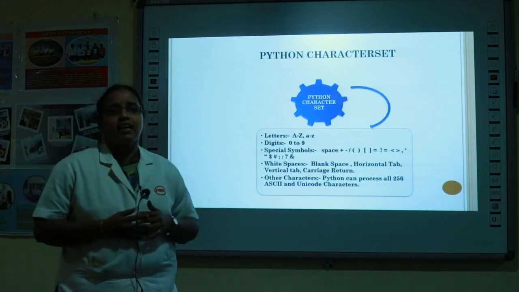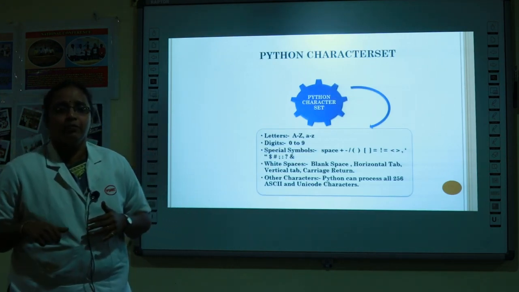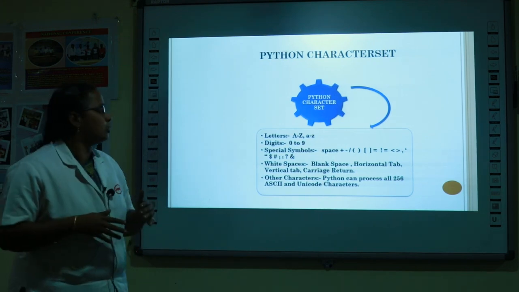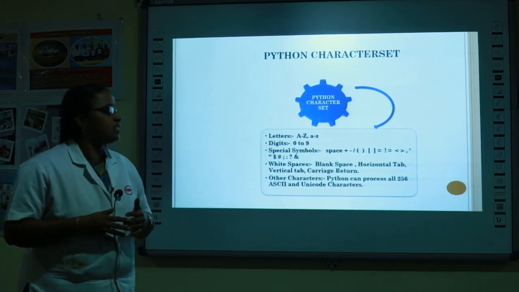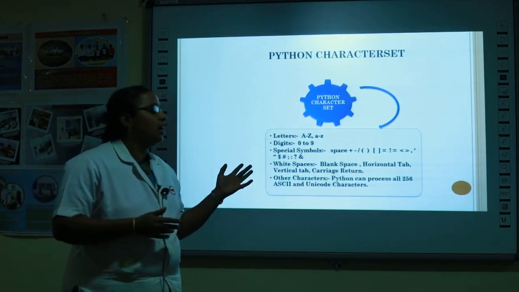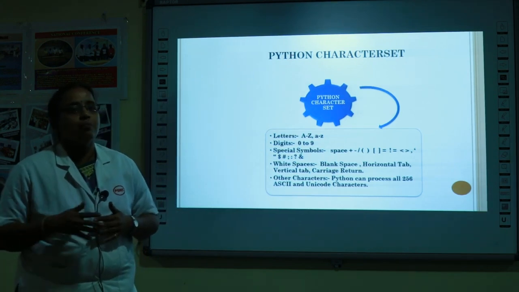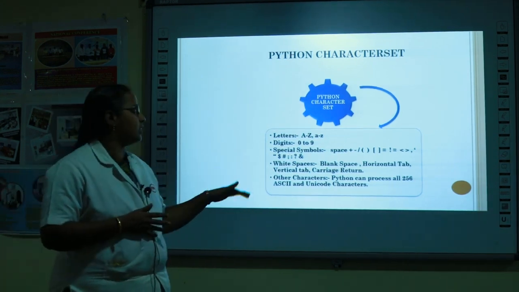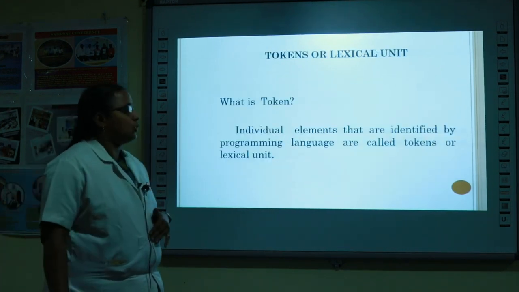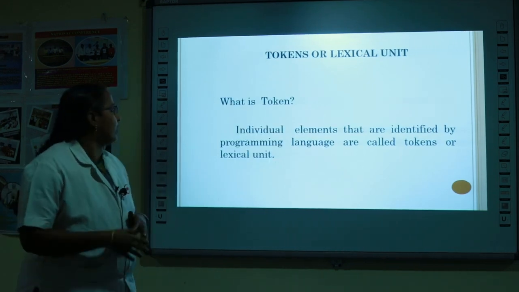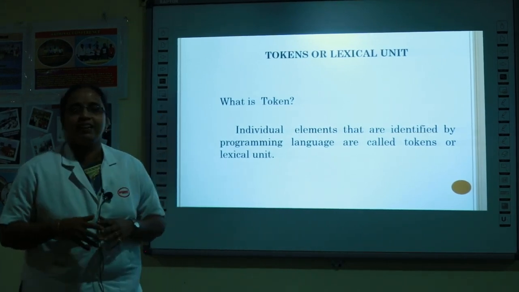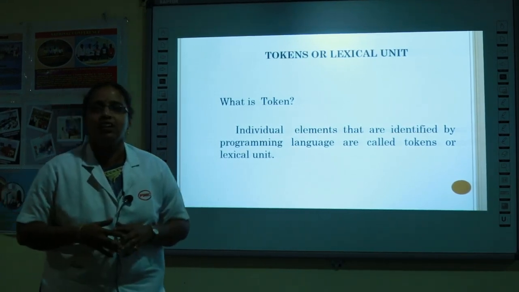Next is the Python character set. If I want to write Python programs, I need to know what character sets are supported by Python. We have letters, digits, special symbols, white spaces, and other character sets like ASCII and Unicode characters also supported by Python. These are all the character sets we have. The next thing is tokens. Tokens are the individual elements that are identified by the programming language. So it is called tokens.